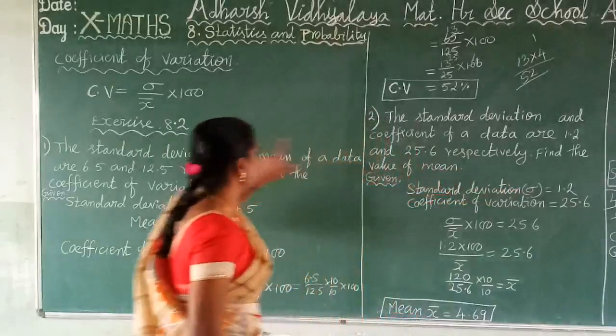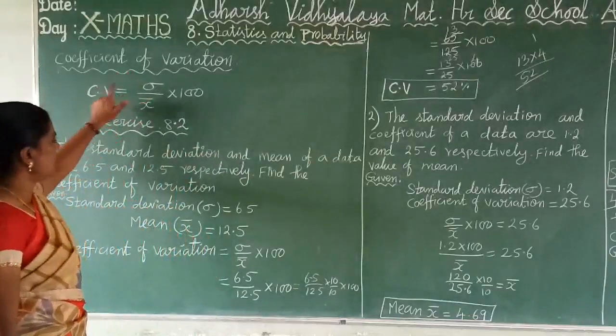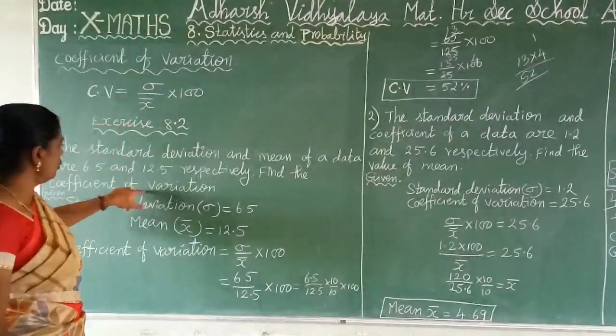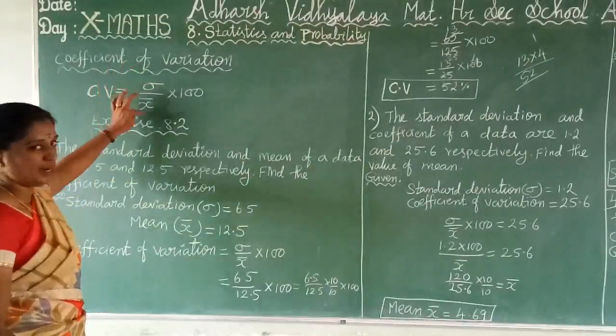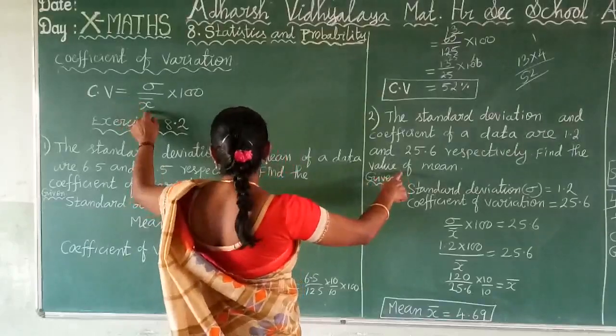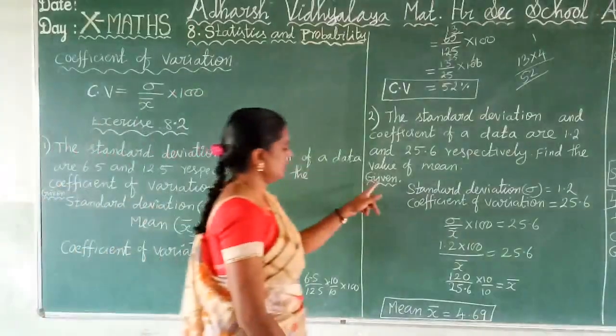Here 3 variables are there. See the coefficient of variation, sigma and x bar. Here any 2 values are given, and we have to find the other value. In the previous question we wanted to find CV, with sigma and x bar given. In the second question we want to find x bar, with CV and sigma given. Clear?